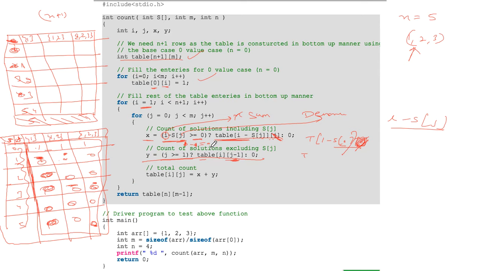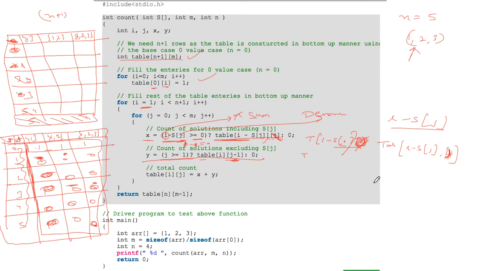ये टेबल के लिए तो दोनों ही लगेंगे ना. Table. So that's I minus s of j, row comma this. Yes, this is like this. Two-dimensional. Table of I minus s of j and then the other, and this, not comma. Correct. Just j.